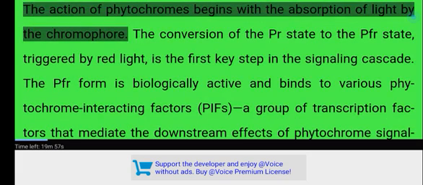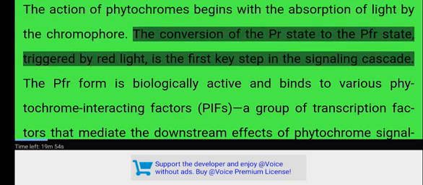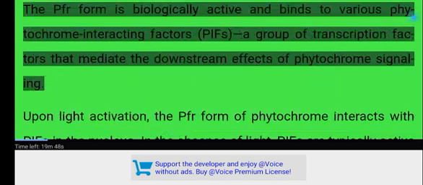The action of phytochromes begins with the absorption of light by the chromophore. The conversion of the Pr state to the Pfr state, triggered by red light, is the first key step in the signaling cascade. The Pfr form is biologically active and binds to various phytochrome-interacting factors, PIFs, a group of transcription factors that mediate the downstream effects of phytochrome signaling.